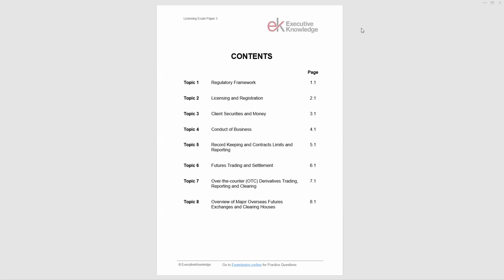Topic 3 covers 2 pieces of legislation, the client securities rules and the client money rules. And I would say you get a pretty good hit rate on time spent on this topic because there are around about 7 questions. Now, topic 4 is a substantial topic covering conduct of business. I would say you're looking at 7 or 8 questions.